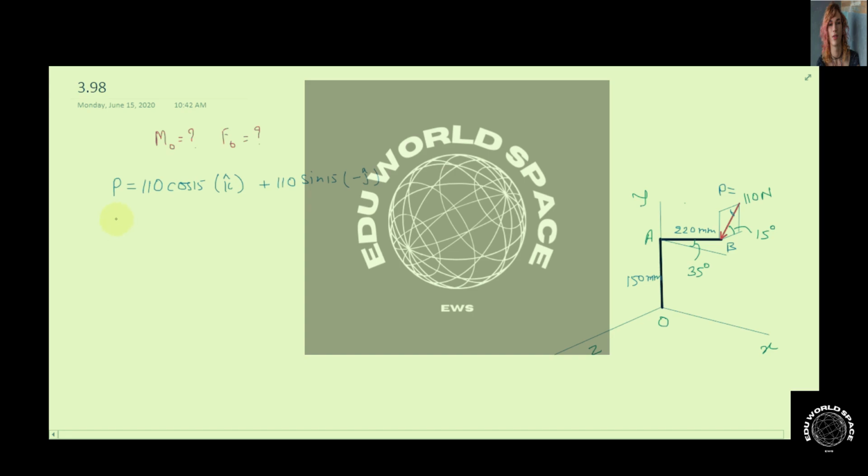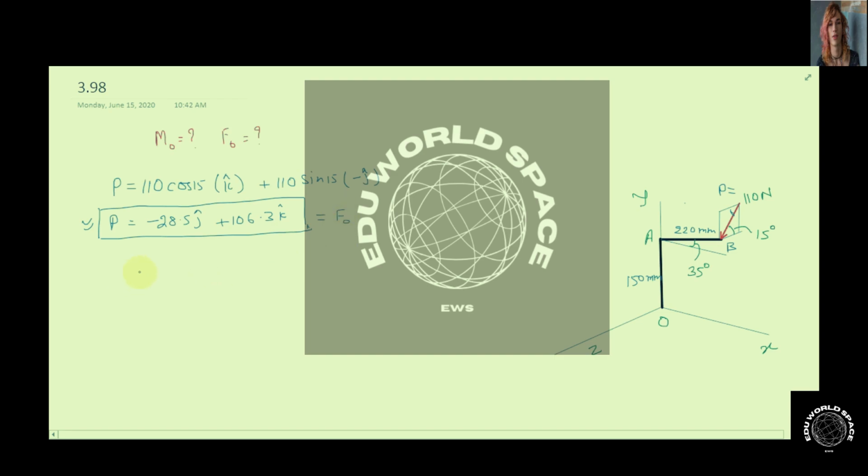So the force that is acting at point B is minus 28.5 j cap plus 106.3 k cap. Since only one force is acting in this system, this force will also represent the equivalent force at point O. So this is the equivalent force at point O.